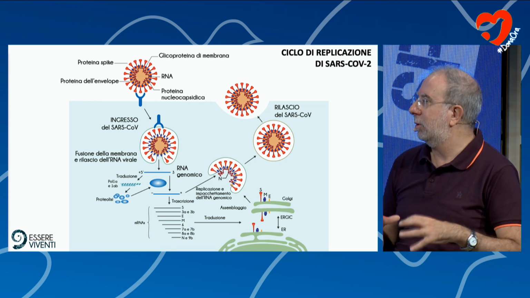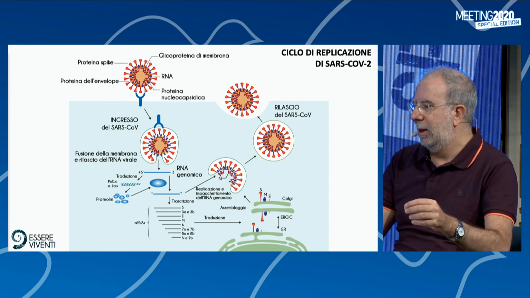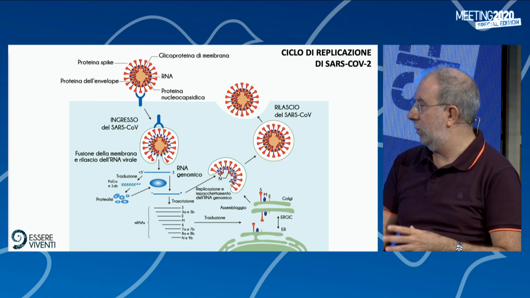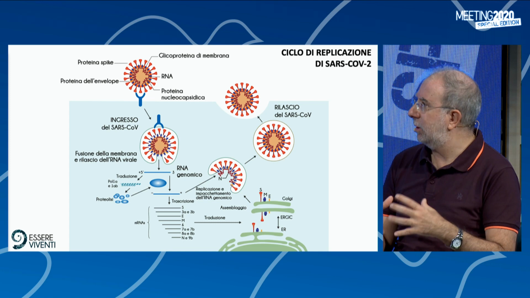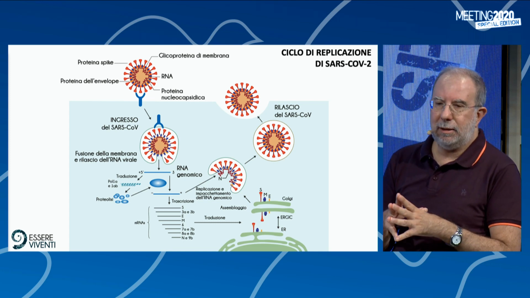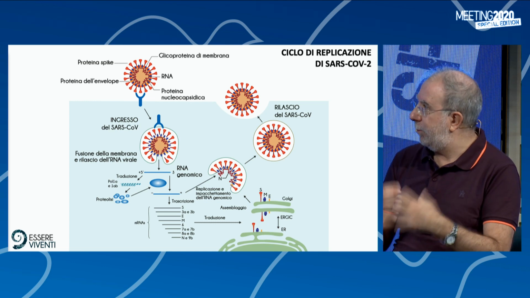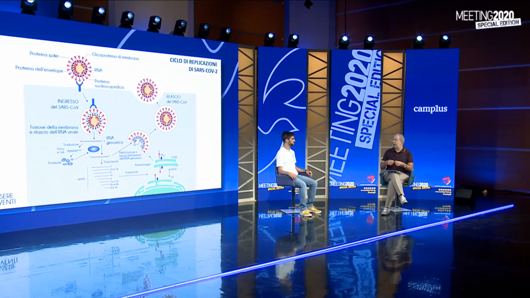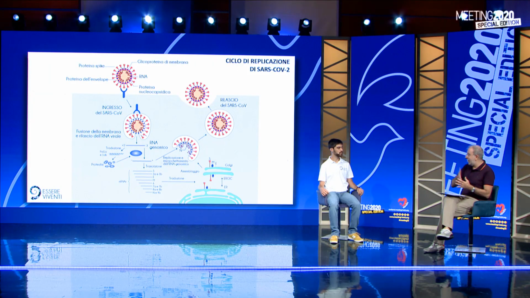So the cell recognizes it as if it was its own genome, and so the RNA genome creates some proteins which are coded. These proteins also contain proteases, so smaller proteins are formed, as well as an RNA replicase.